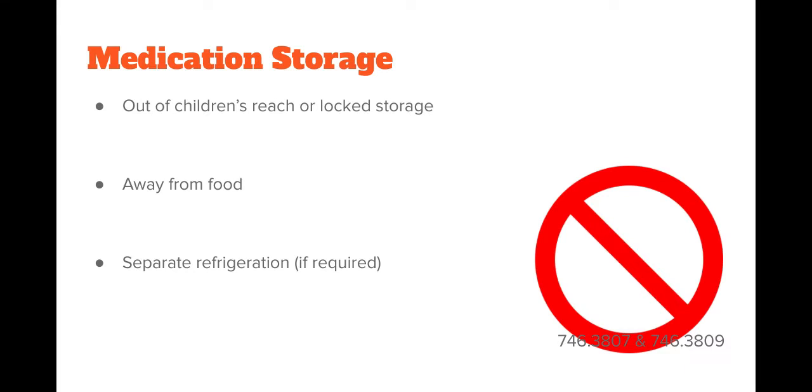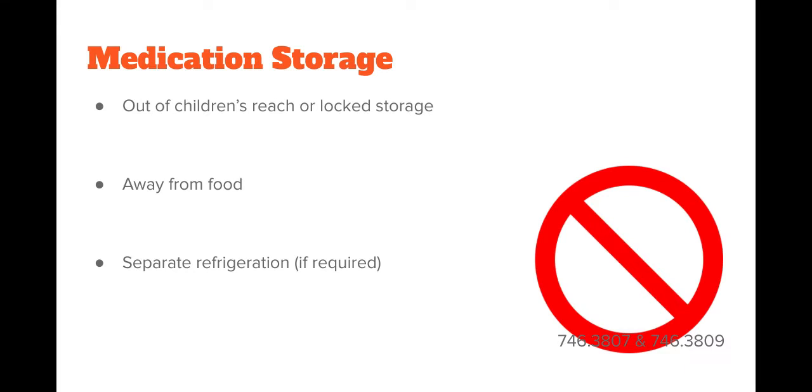This is especially true if you have a medication, let's say, for example, an antibiotic that needs to be refrigerated. It cannot be kept in the same refrigeration as food. So our childcare facility does have separate refrigeration for medications, and then a separate one for food and staff lunches and whatnot. But medication and food do not ever get stored together.